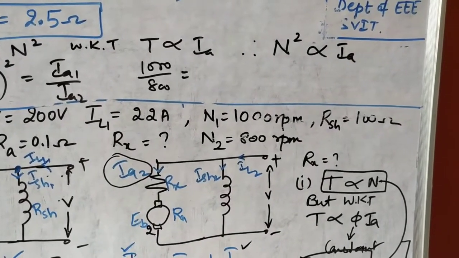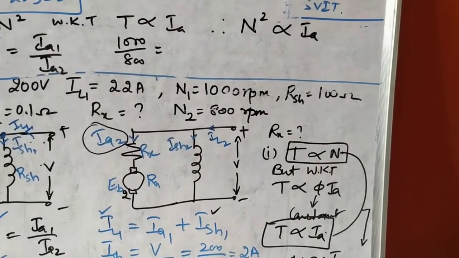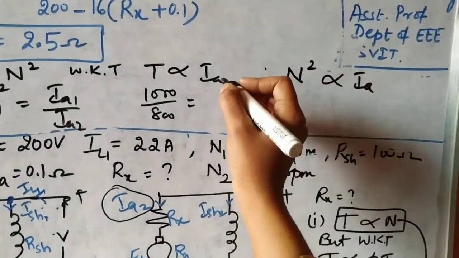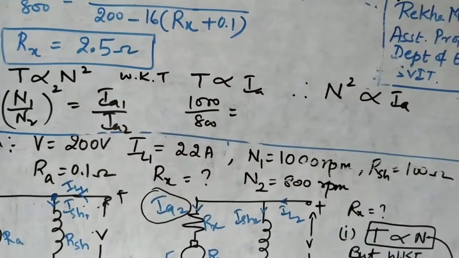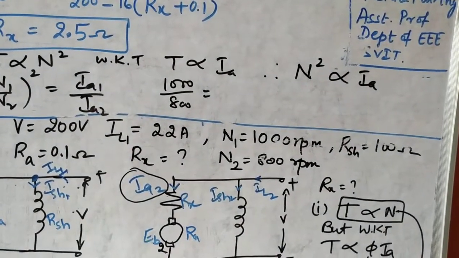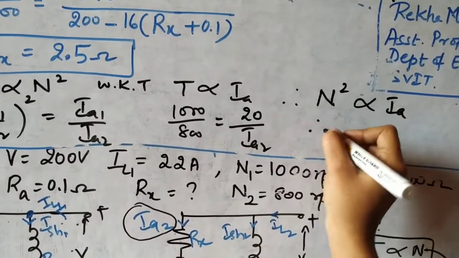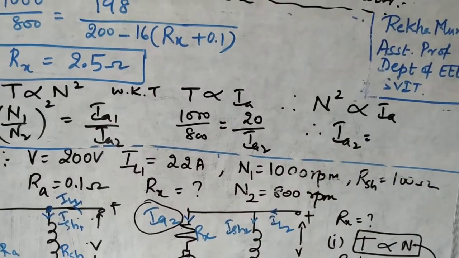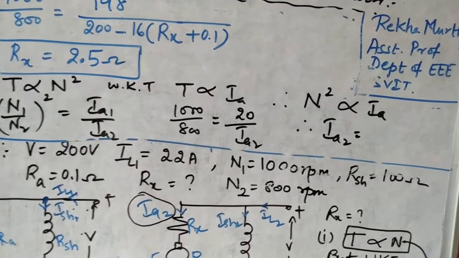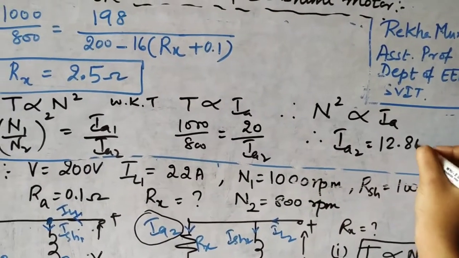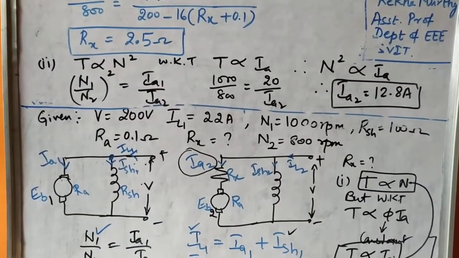We got the answer IA1 as around 20 amperes. So IA1 is 20, and 20 divided by IA2. When you solve this, we'll get the answer IA2 as around 12.8 amps. So this is the value of the armature current.